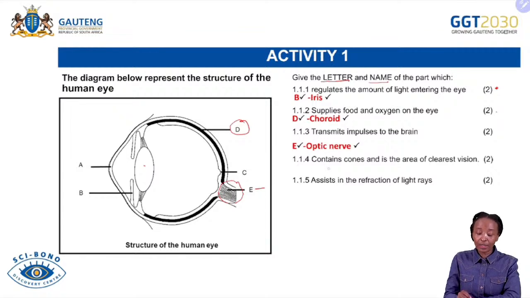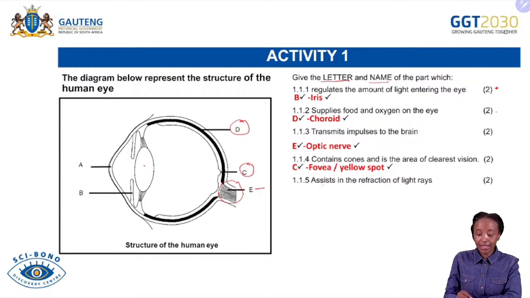The number 4, they say the part that contains cones and is the area of the clearest vision. Remember, I said there's a part where this clearest vision is formed, and we said that part is C, and we call it the yellow spot or the fovea.